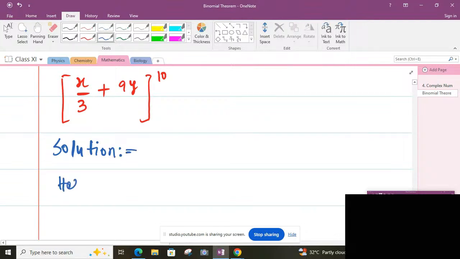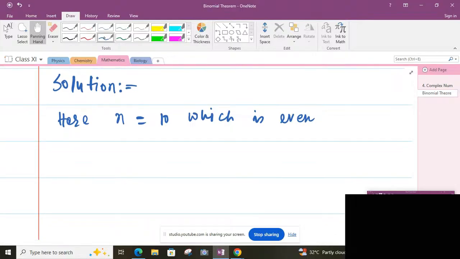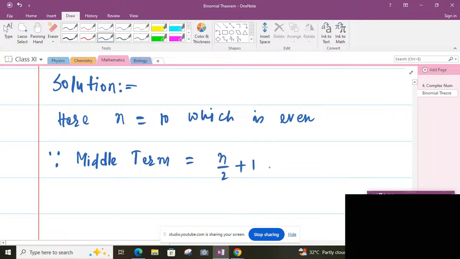Here n equal to 10, which is even. Therefore, the middle term equals n by 2 plus 1, equals 10 by 2 plus 1, equals the sixth term.